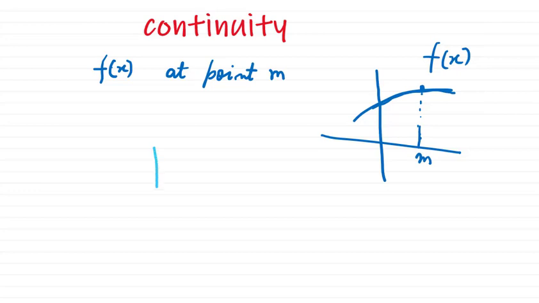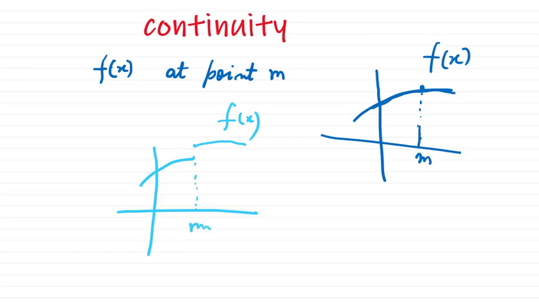Now let's take another example. Suppose we have this graph. This is the graph of f(x), and this point here is m. At this point m, you can see there is an interruption, there is a gap. So that means this function f(x) is not continuous at this point m. So basically this is the meaning. From the graph only you can see whether the function is continuous or not.